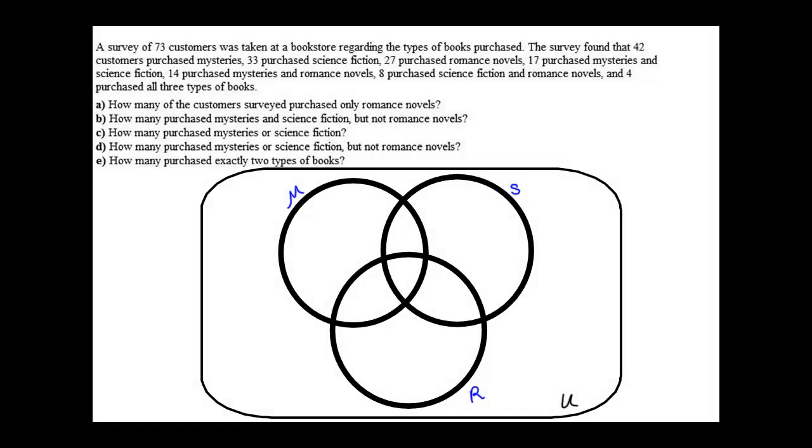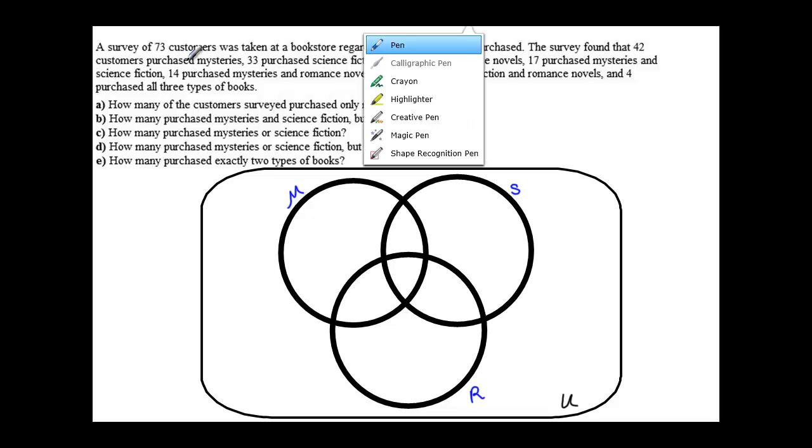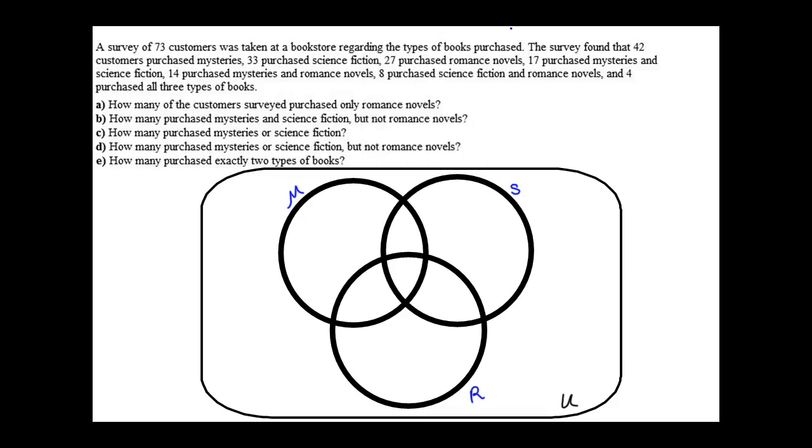Here we have another application problem where we need to use a Venn diagram. A survey of 73 customers was taken at a bookstore regarding the types of books they purchased. The survey found 42 purchased mysteries, so we'll represent one of our circles with an M to represent that set. 33 purchased science fiction, and 27 purchased romance novels.